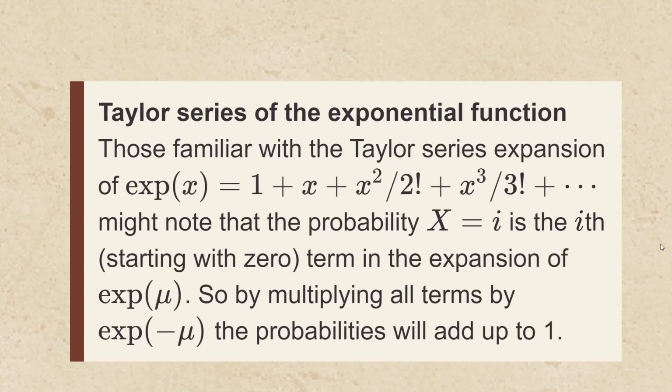Those familiar with the Taylor series expansion of the exponential function as 1 plus x plus x squared over 2 factorial plus x cubed over 3 factorial, etc., might note that the probability that X equals i is the ith term, starting with 0, in the expansion of the exponential of mu. So by multiplying all terms by exponential of negative mu, the probabilities will add up to 1.